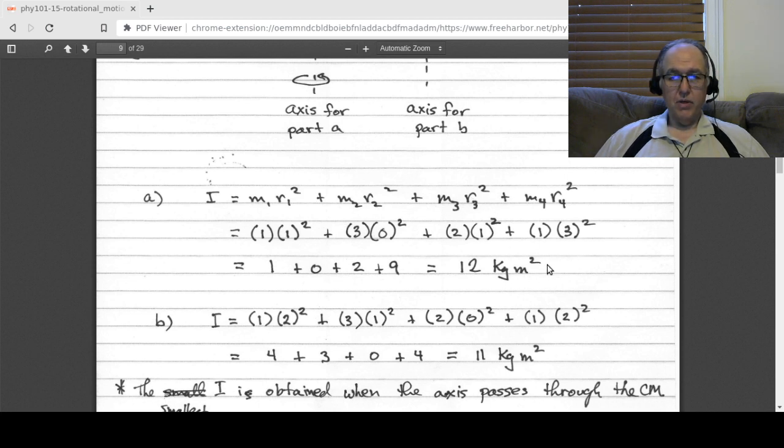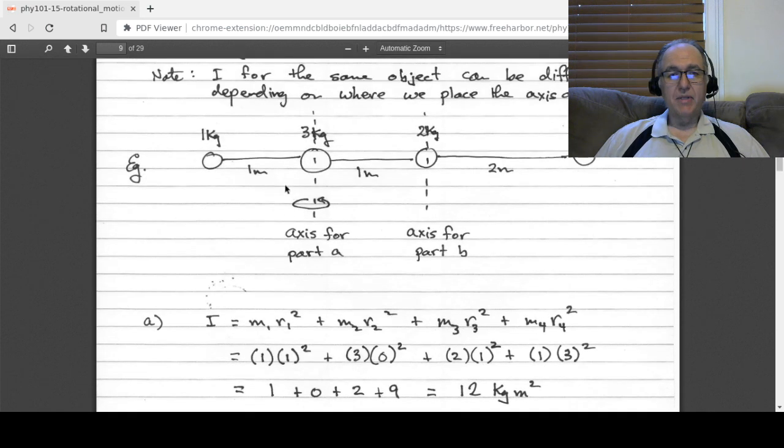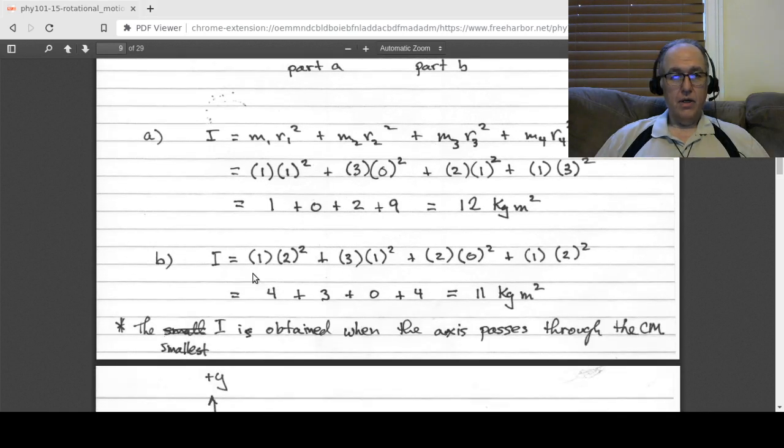Okay, so kilogram meters squared. Now, what happens if I move my axis? If I move my axis to here, then the 1 kilogram is going to have a distance of 2. The 3 kilogram is going to have a distance of 1. The 2 kilogram is going to have a distance of 0. And the 1 kilogram here is going to have a distance of 2. And that gives you this.